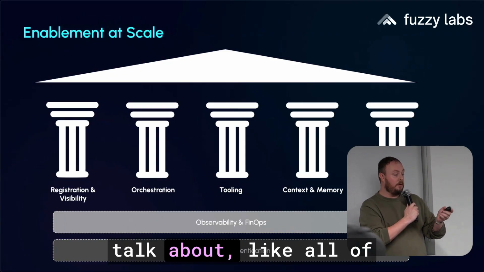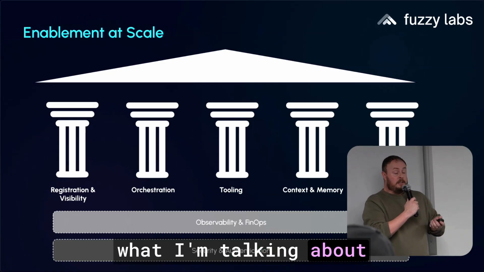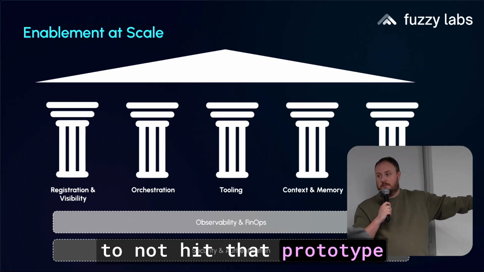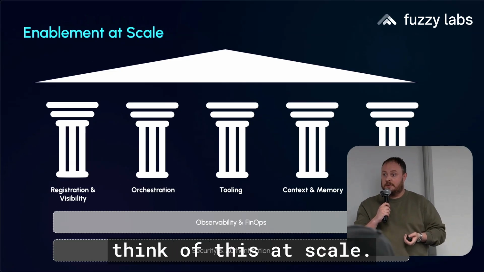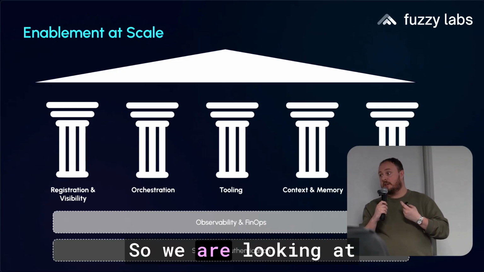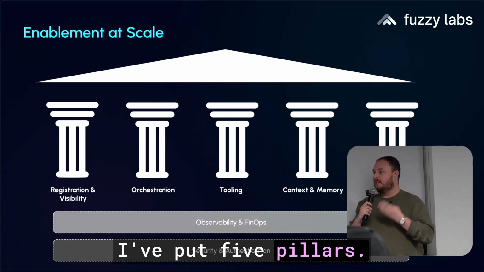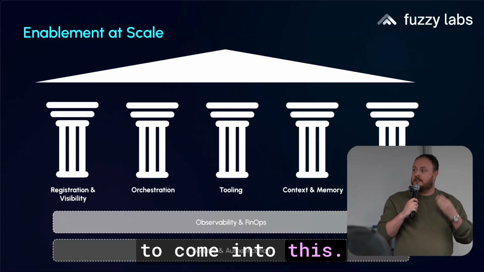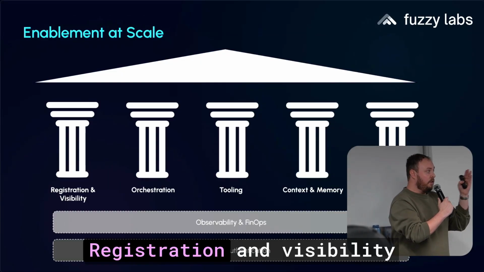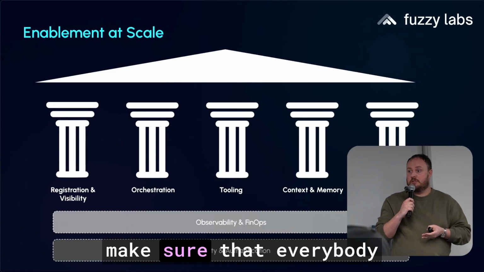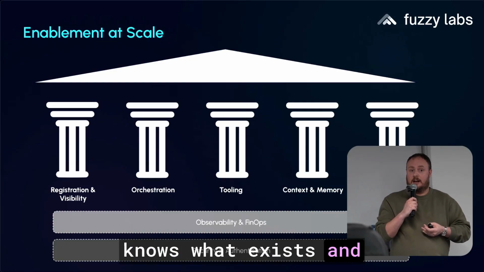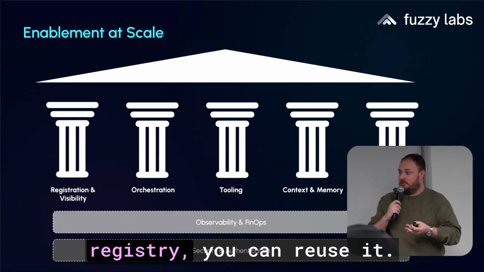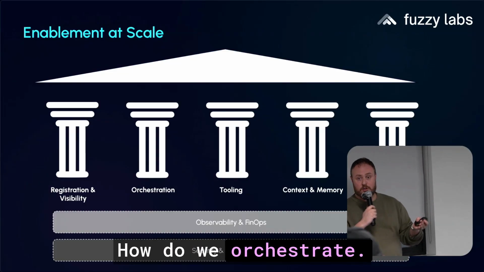So a lot of what I'm going to talk about, well, all of what I'm talking about, is what we are doing now to not hit that prototype silo on the left-hand side and instead try and think of this at scale. So we are looking at, I've put 5 pillars. You could build a coliseum with some of the topics that are sort of unique to come into this. 5 pillars, 2 horizontals. Registration and visibility is all about how do we make sure that everybody knows what exists and it's visible and you can understand how it works and you can search it in a registry, you can reuse it.